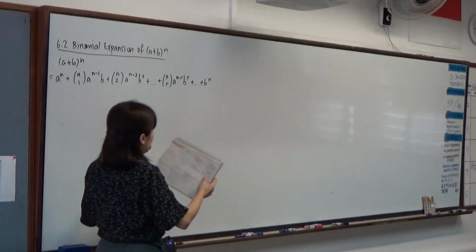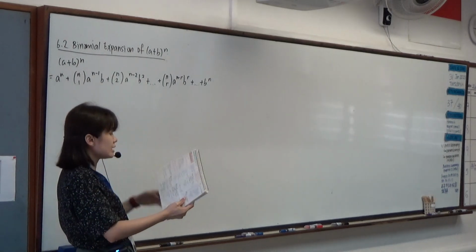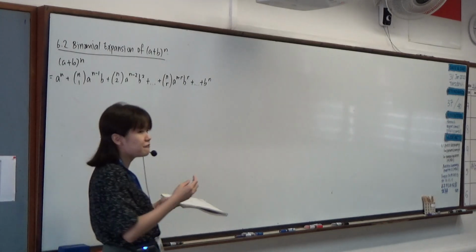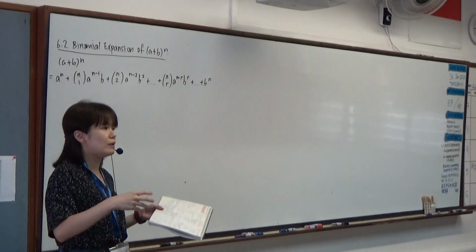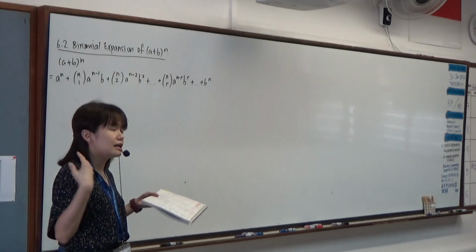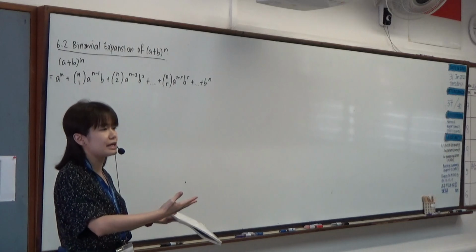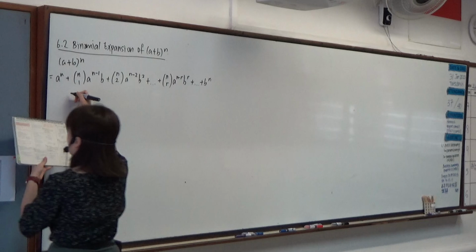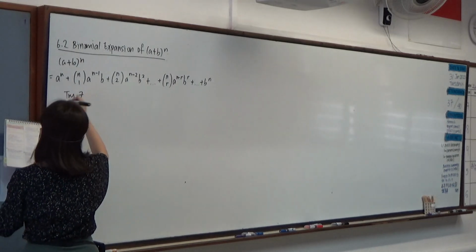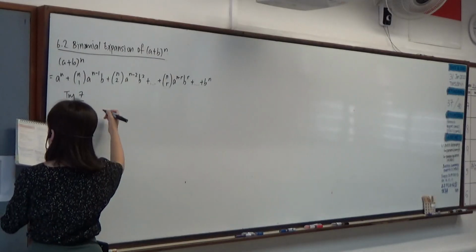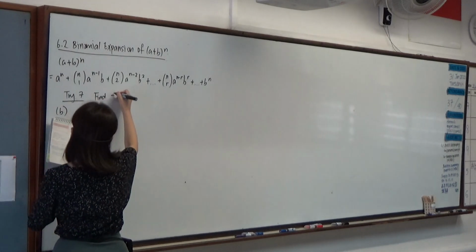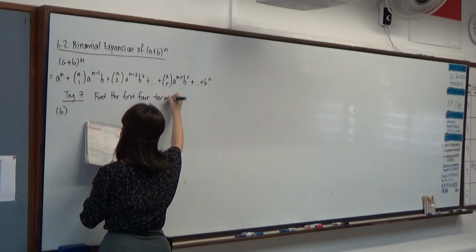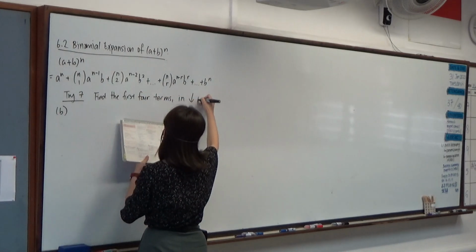Also the last time round, when we looked at try 7 part A, I told us to be very careful about how the question phrases it, whether you want to arrange your x in ascending powers of x or in descending powers of x. So let's take a look at try 7 part B. We're trying to find the first 4 terms in descending powers of x.